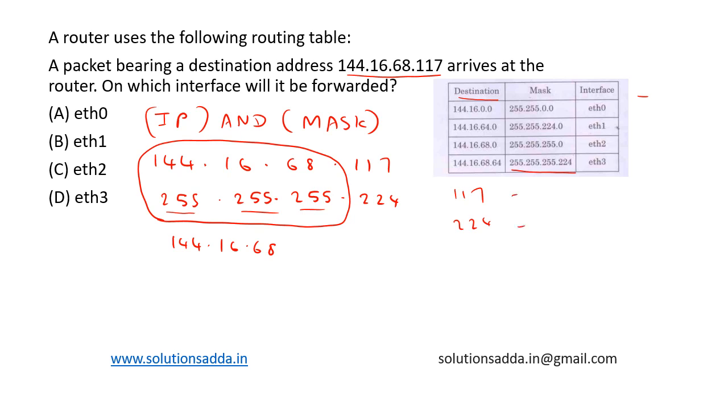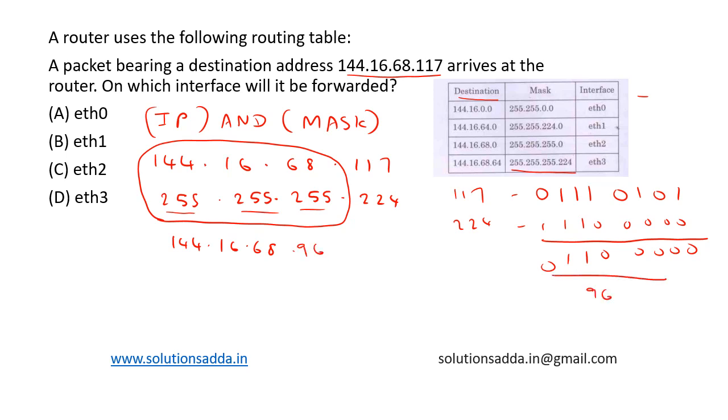Let's write the binary value of 117 and 224. The binary value of 117 would be 0, 1, 1, 1, 0, 1, 0, 1, and 224 would be 1, 1, 1, 0, 0, 0, 0, 0. Performing the AND operation, we get 0, 0, 1, 0, 0, 0, 0, 0. This would result in the value 144.16.68.96. This value is 96. This is not the destination IP. So this is not matching. Now next, let's go with the next longest mask.